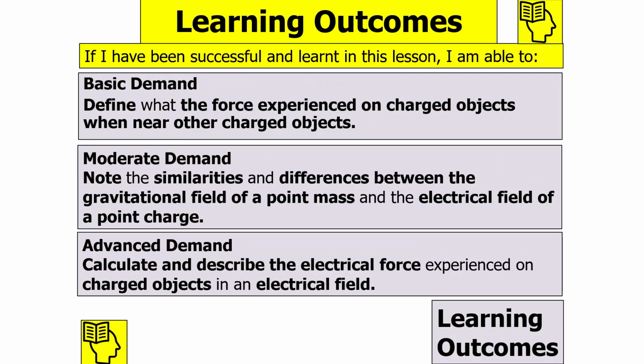So if we've been successful in today's lesson, we can define the force experienced by charged objects when near other charged objects. We can note the similarities and differences between the gravitational field of a point mass and the electric field of a point charge. And finally, we can calculate and describe the electric force experienced by charged objects in an electric field.